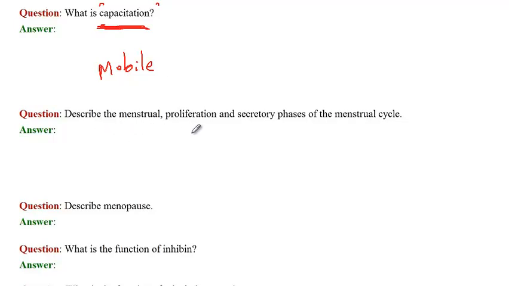The next question is, describe the menstrual, proliferation, and secretory phases of the cycle. Well, in the drawing that we had, I just showed it to you, the menstrual phase is about day 1 to 3, it could be up to day 5 of the menstrual cycle, and during this time the endometrium sheds from the uterus, and that's why there is bleeding. Then we have proliferation, or the follicular phase, and during this time the follicles will start to grow, so this is about 6 to 14 days. And then finally we have the secretory or luteal phase, during which time the endometrium becomes vascularized in preparation for potential implantation, and this is about day 15 to 28.